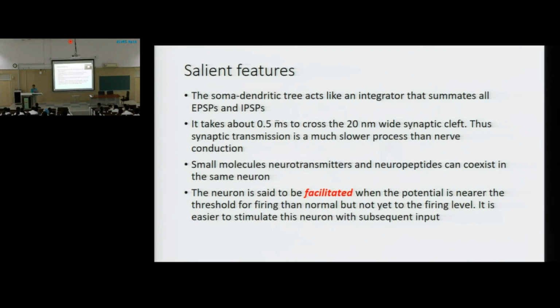तो that is said to be facilitated, और you can say in the subliminal zone, ठीक है? तो that neuron may get facilitated, okay? It is easier to stimulate this neuron with subsequent input. Okay? तो इसका फायदा क्या होगा फैसिलिटेशन का, सबलिमिनल जोन का, कि if next time you give only a weak stimulus, then that neuron is able to fire. Okay?